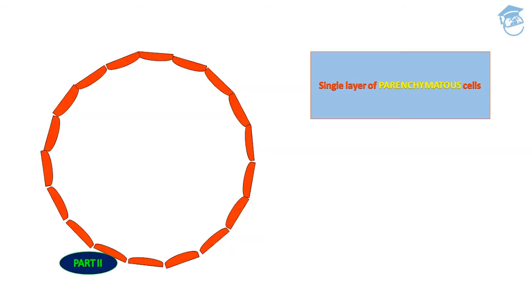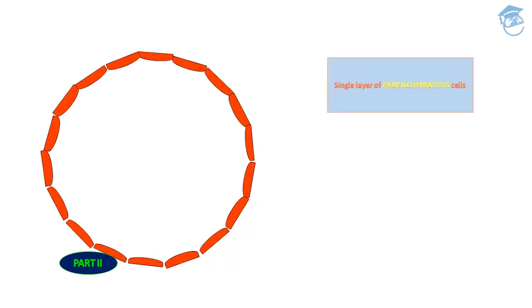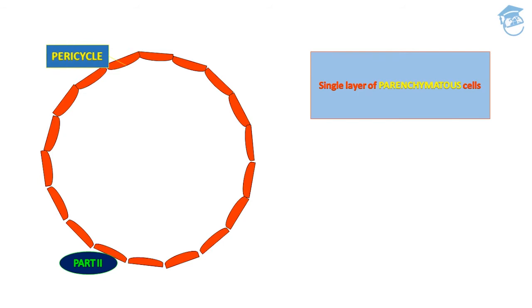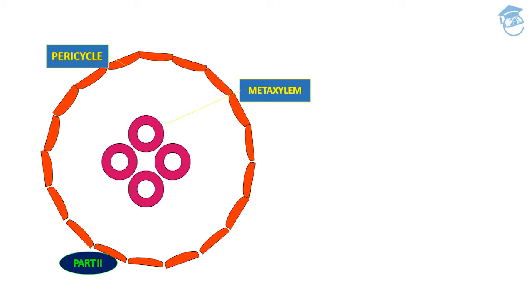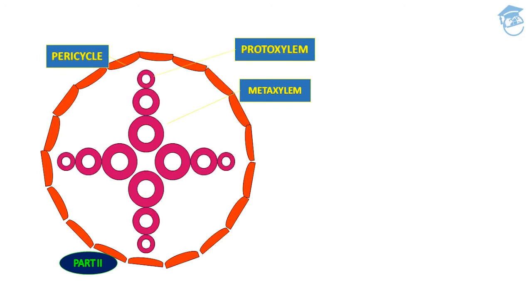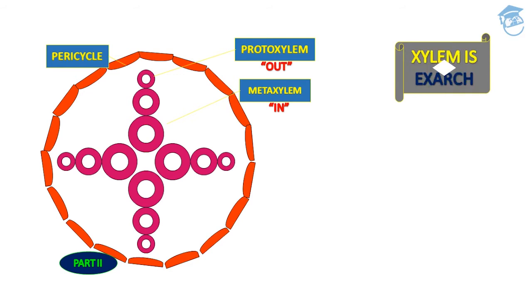Okay, so this is the single layer of parenchymatous cells, which is the pericycle. This red color is representing the pericycle. It surrounds the stele. Stele is composed of 3 parts: metaxylem, and this is protoxylem. Okay, so protoxylem is present outside and metaxylem is present inside, hence this condition is called exarch xylem.